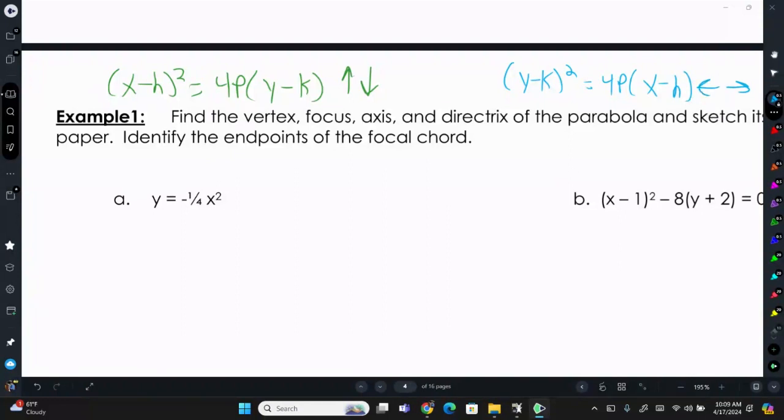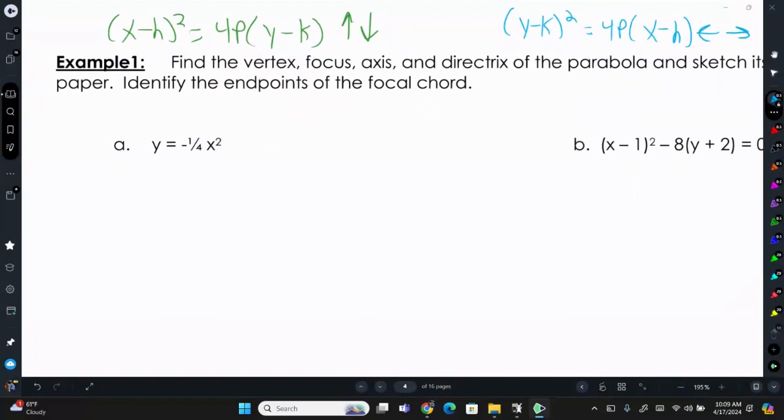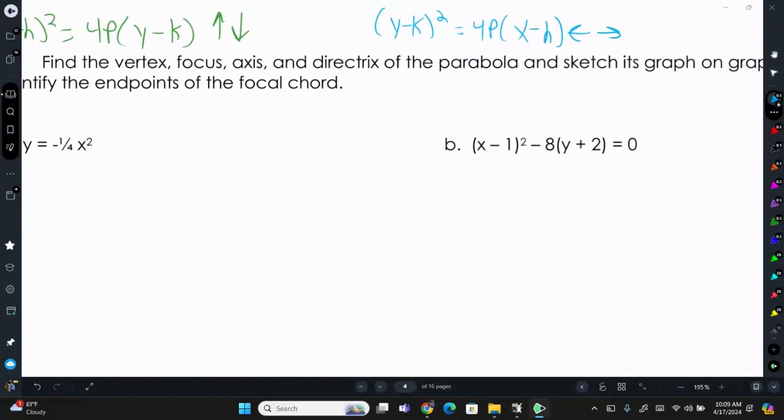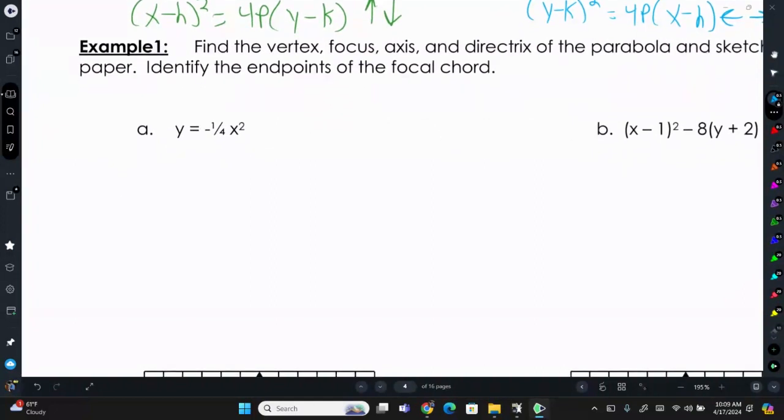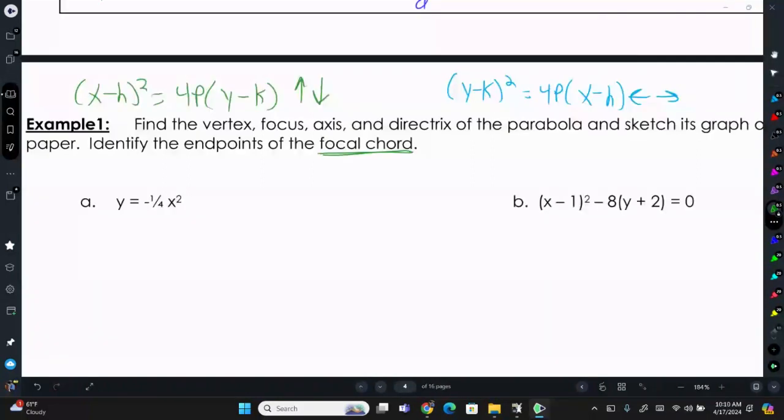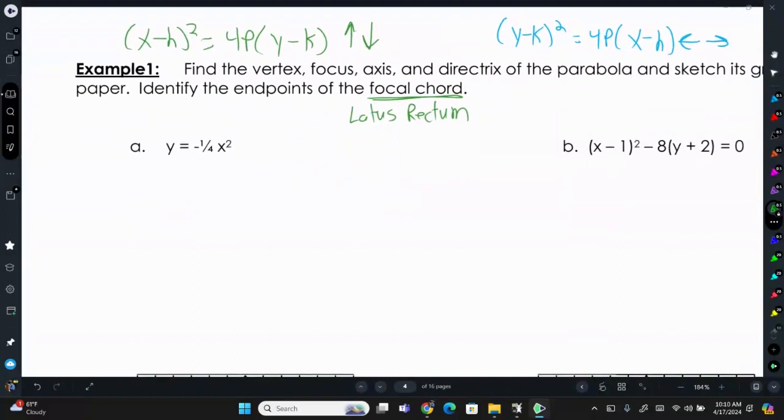So if we look at example A, we're trying to find the vertex, focus, axis, and directrix of the parabola and sketch its graph on the graph below. Identify the endpoints of the focal chord. That is the latus rectum, the focal chord, that is our latus rectum. So also, we'll sometimes abbreviate. So that latus rectum is also called the focal chord.